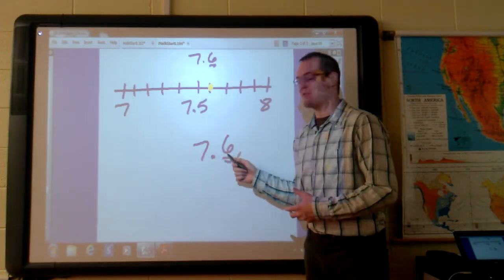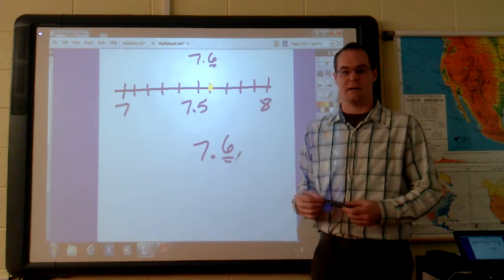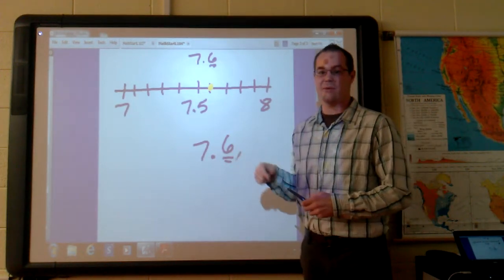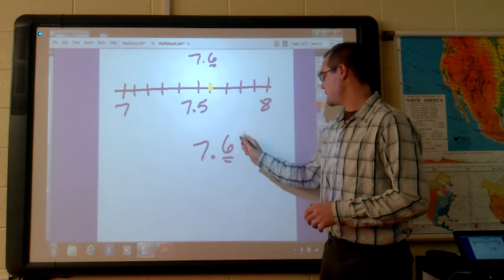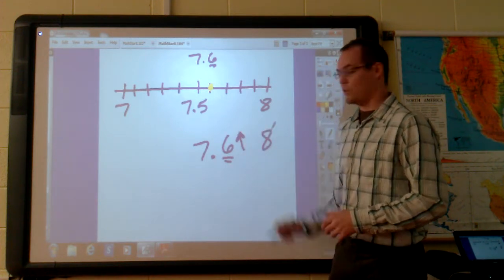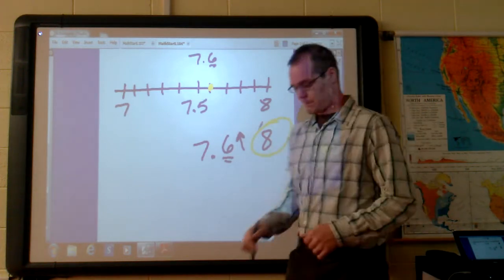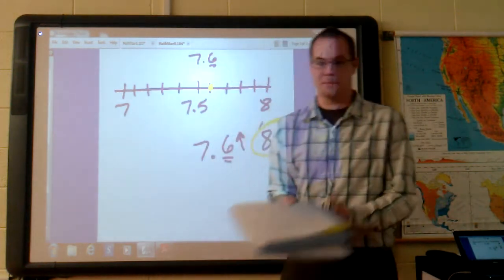Well, we know that when we have 5, 6, 7, 8, or 9, we round up, and when we have a number lower than 5, we round down. So this 6 tells me that I need to round up to the whole number 8. And that's your answer for example number 1.